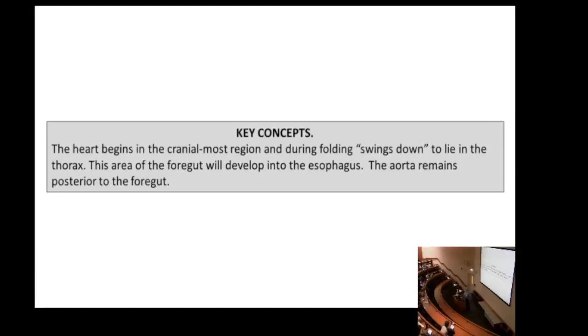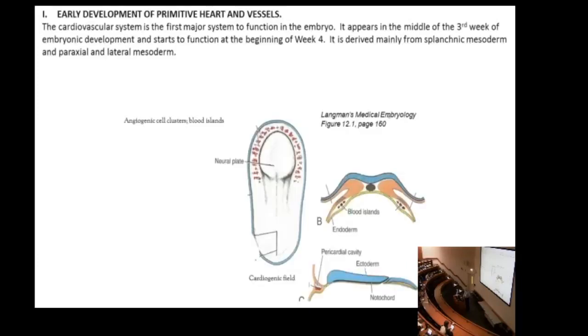Okay? The heart, if you think of yourself as an embryo, starts way up here. It's the most cranial thing, and it swings down and ends up in the chest. That kind of helps explain how the vagus nerve ends up like it does. But we want to take a look at this. This is an early embryo.